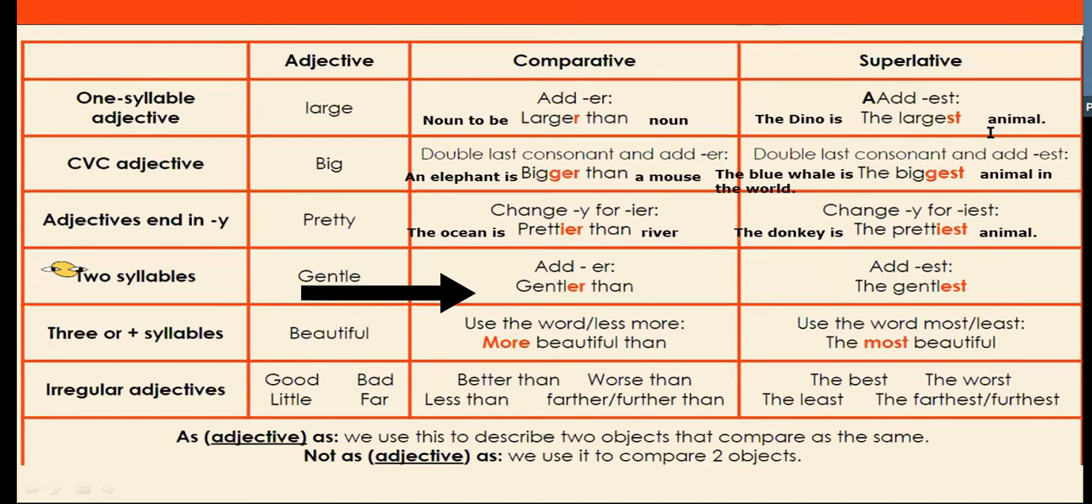Okay, when we have adjectives with two syllables, sometimes we can add ER, but I recommend you use the words more or less. When you have two syllables, you can use both. You can add ER or EST, gentler than or the gentlest, to make the comparatives and the superlatives.